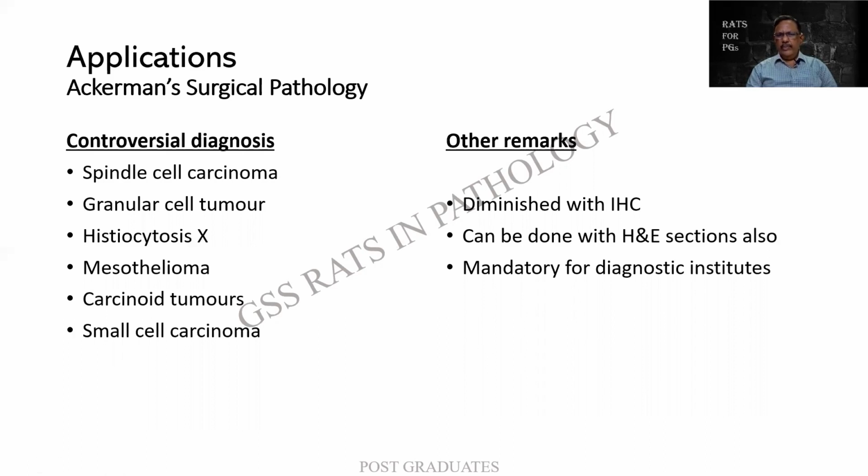Electron microscopy can be done with the H&E sections also. Nowadays, however, for the sake of completion, it is mandatory for diagnostic institutes. In countries like the US, there are various centers which are specialized in different technologies. For IHC, there is one. Genetics, there is one. Electron microscopy, there is one. But these have a very good understanding and transfer of information from one to another.